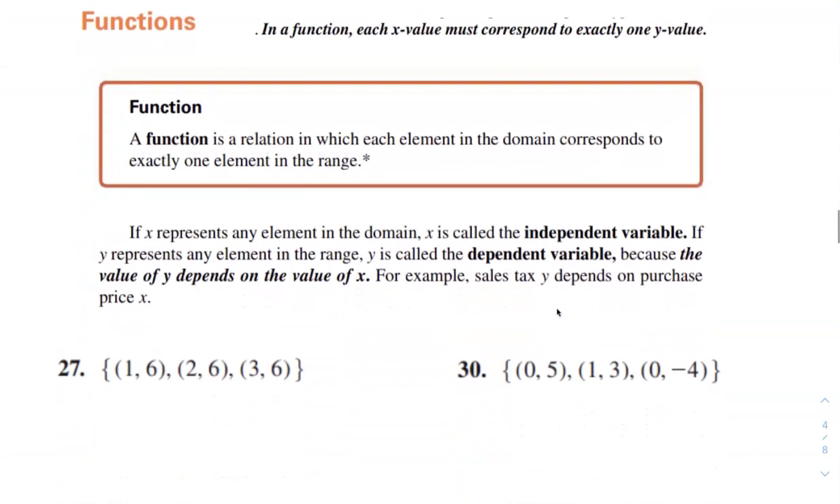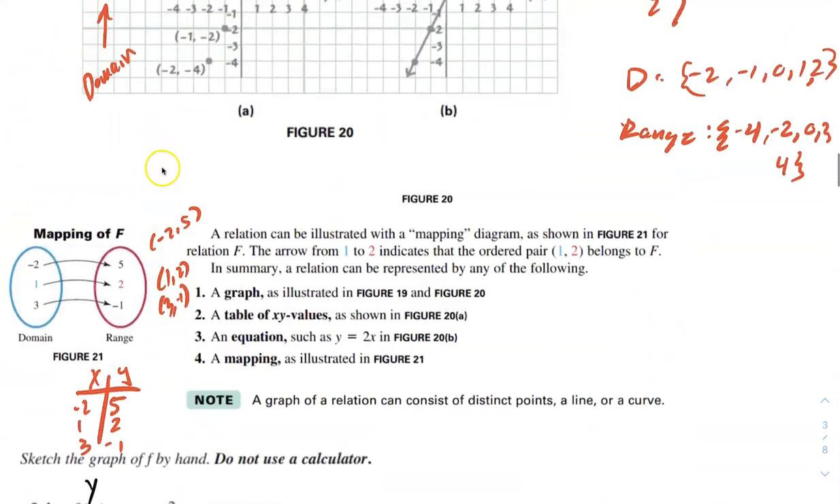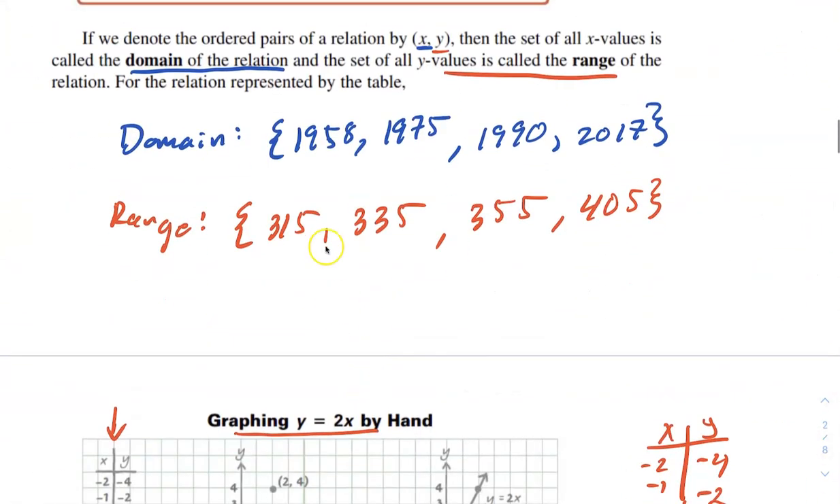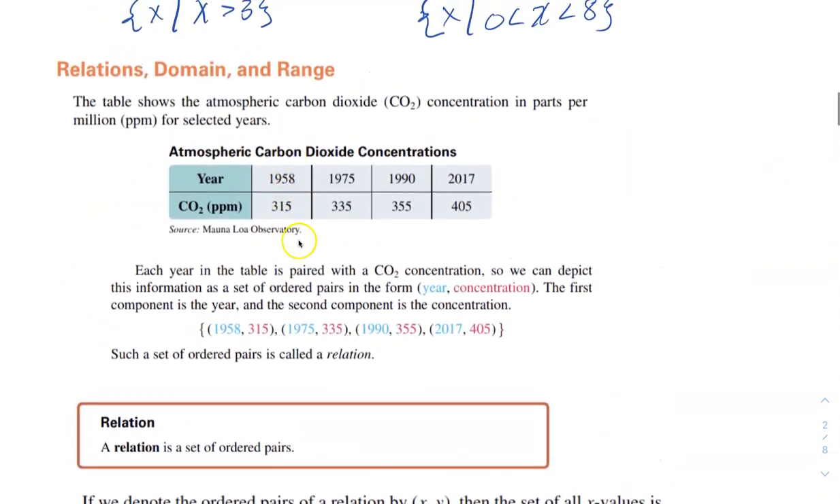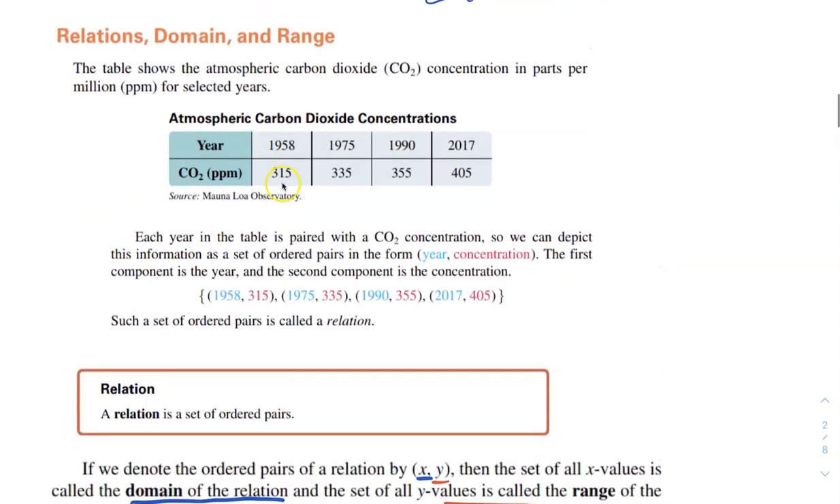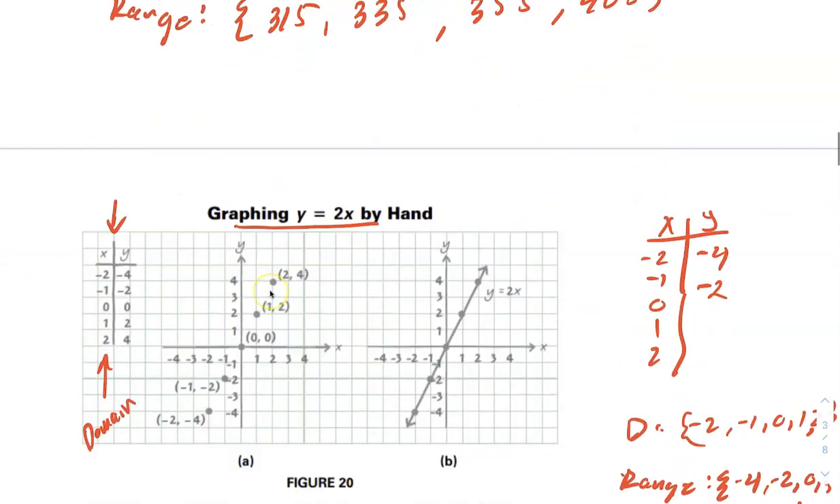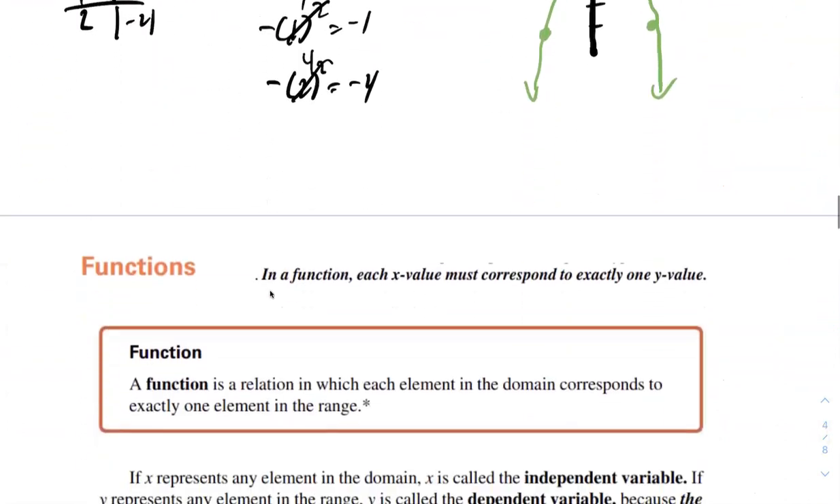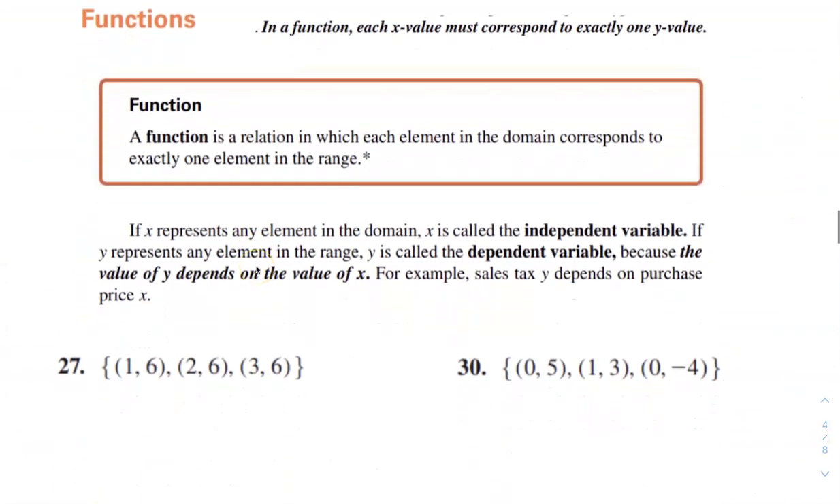Next, let's talk about what a function is. There's a difference between a function and a relation. A relation can be anything. Any two things, that's a relation. As long as you're comparing two things, you're relating two things, it's a relation. Now, some relations are called functions. And that's when every x value must correspond to exactly one y value. AKA, all x values have to be unique.